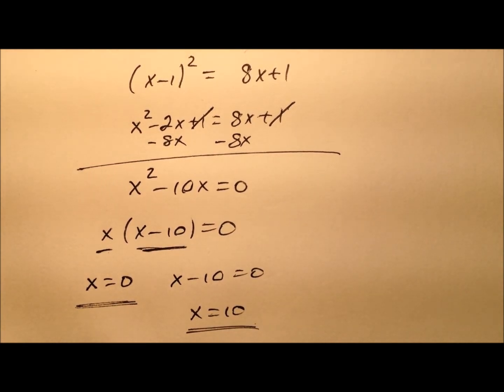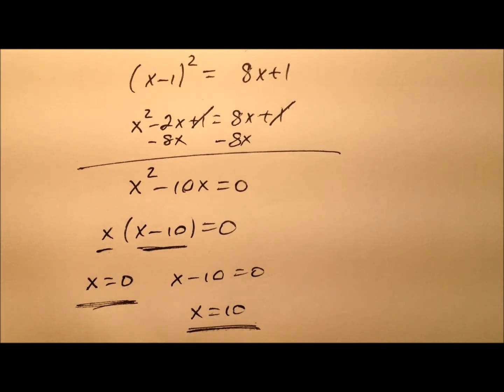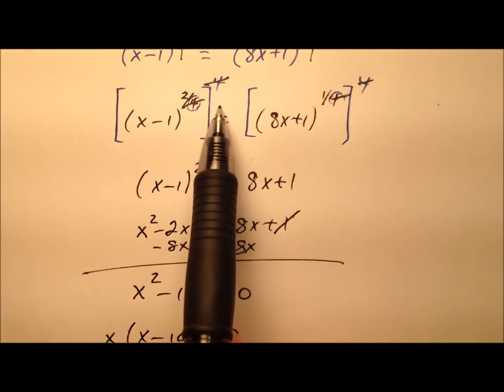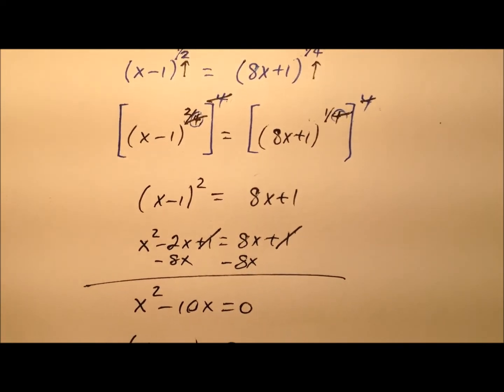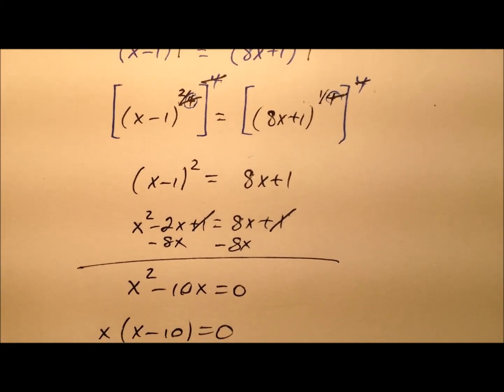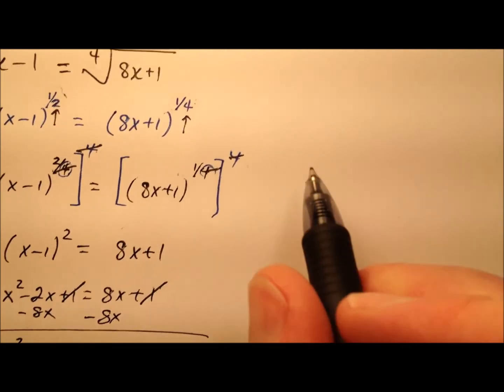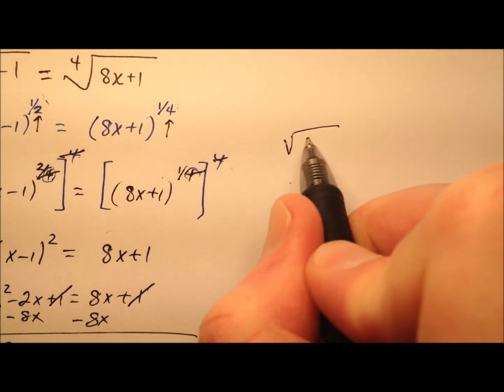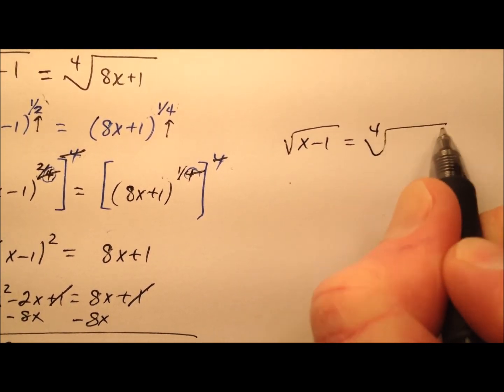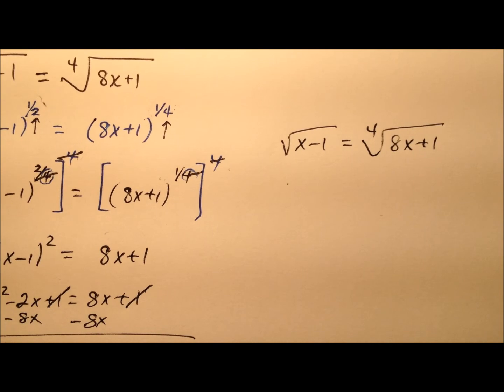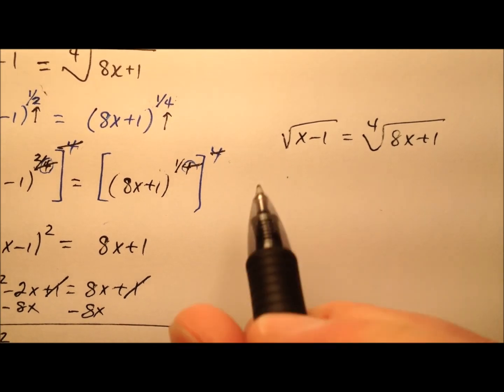So two possible solutions here. And again, why might I say possible solutions? Well, because when we raised each side of the equation to a power of 4, we kind of opened ourselves up for the possibility of having extraneous solutions. So what we need to do now is rewrite this original equation and plug in these possible values and see what works and what doesn't work.